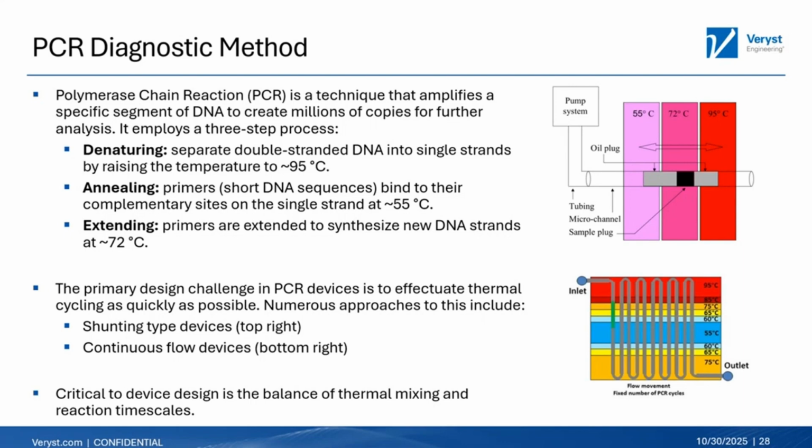First, a denaturing step where double-stranded DNA is separated into single strands by raising the temperature to around 95 degrees C. Then, in an annealing step, primers, which are short DNA sequences, bind to their complementary sites in the single strand at around 55 C, and then they are extended in the extending step to synthesize new DNA strands at a middle point temperature of 72 C. And the primary design challenge in these types of devices is to effectuate this thermal cycling between denaturing, annealing, and extending steps as quickly as possible.